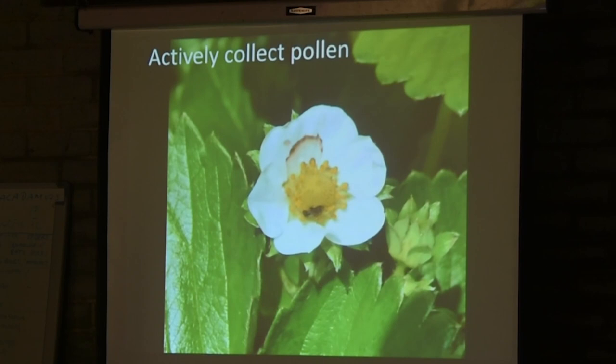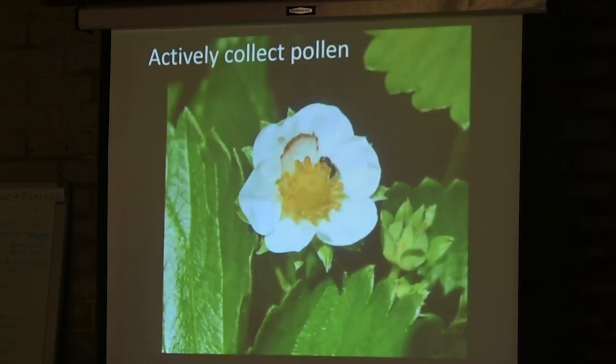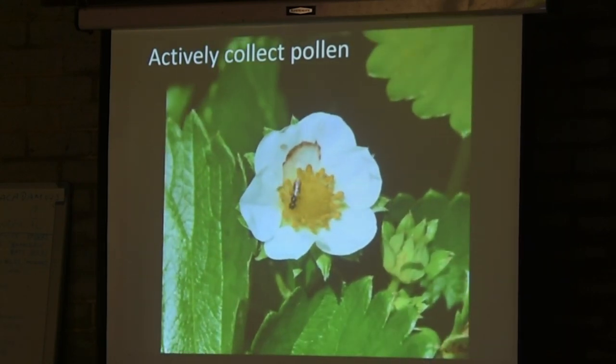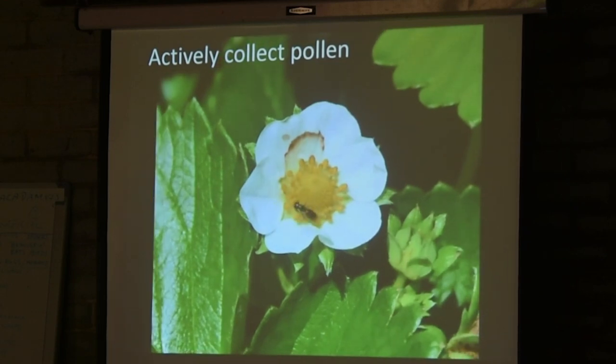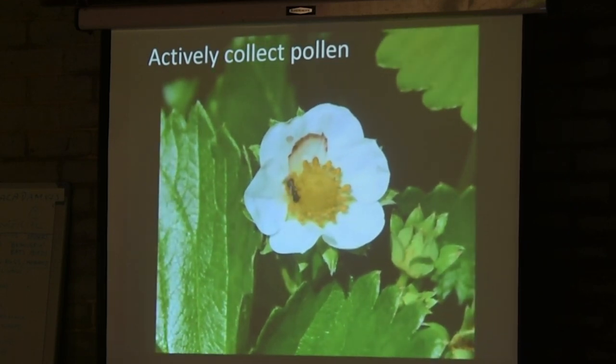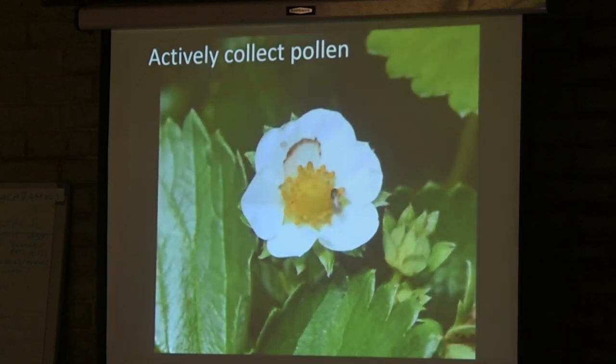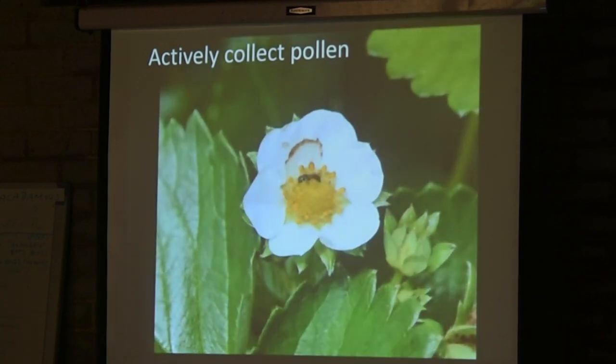This is a homolictus. This is a little native bee, about 5 millimetres long. And underneath, she's got yellow and that's the pollen. She's moved all over that flower, pollinating every single one of those simple flowers.